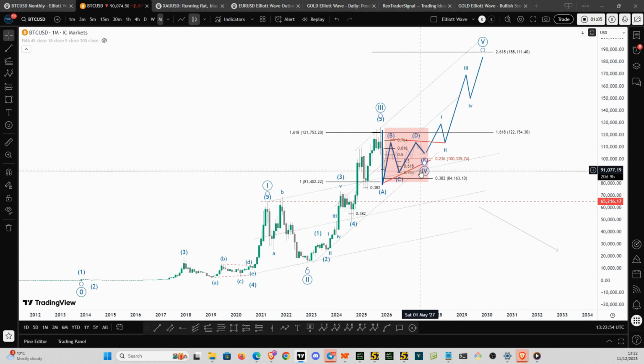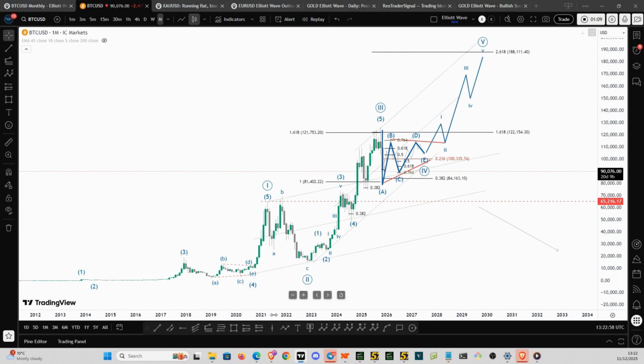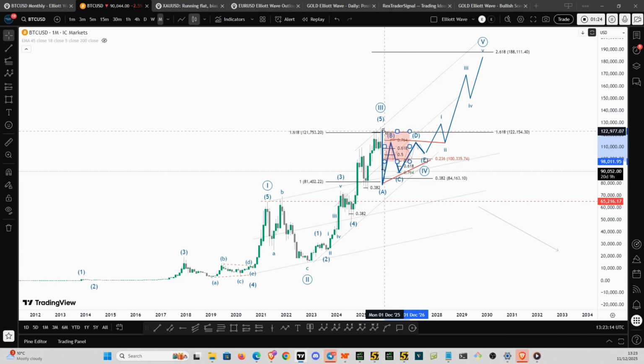On the right-hand side of the chart, a potential contracting triangle outline for wave 4 is drawn. The first sharp decline from the peak acts as wave A, followed by a choppy overlapping recovery for wave B, with price respecting Fibonacci retracements and the long-term channel.